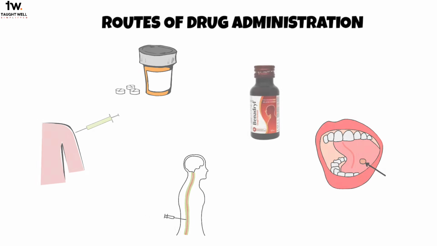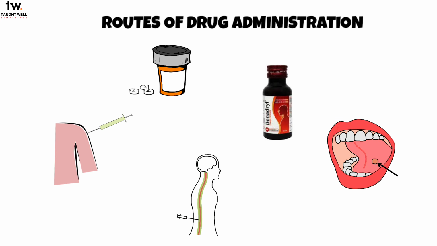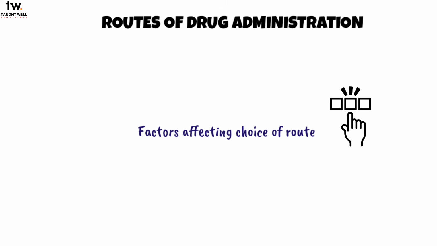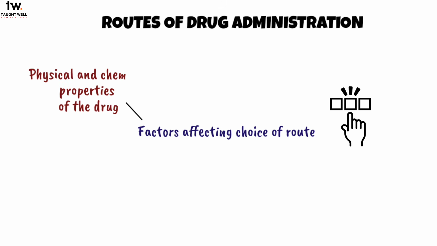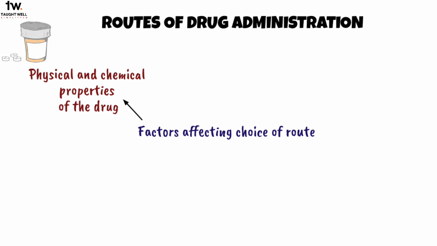Most of the drugs available can be administered by a variety of routes. The choice of route usually depends on the clinical judgment of the physician or dentist. There are a few factors to be considered when choosing the route of administration. Let's see what they are. The physical and chemical properties of the drug, such as its state of matter, whether it is a solid, liquid or gas, its solubility, stability and pH should be considered when selecting the route of administration.